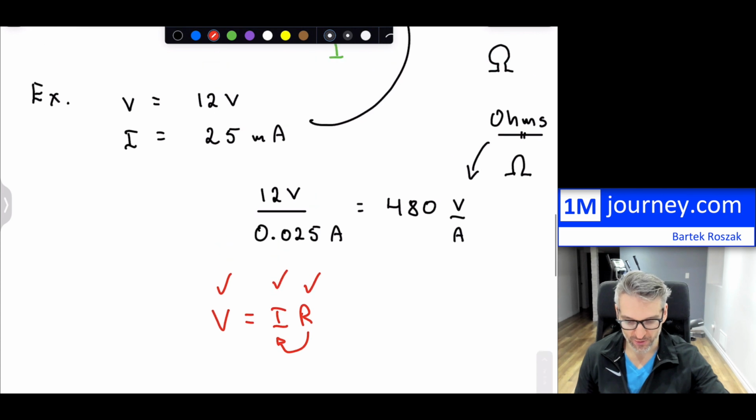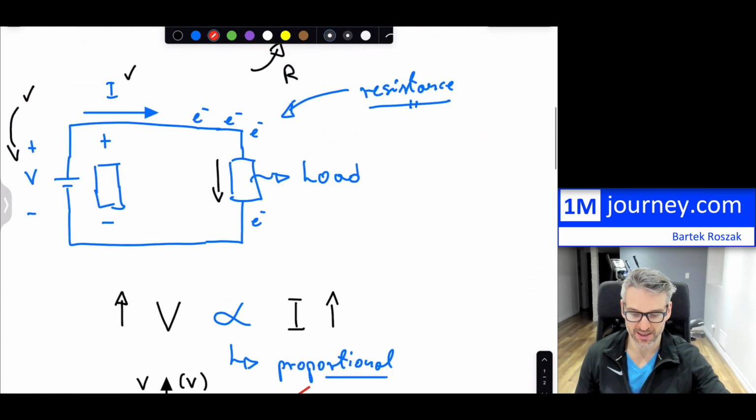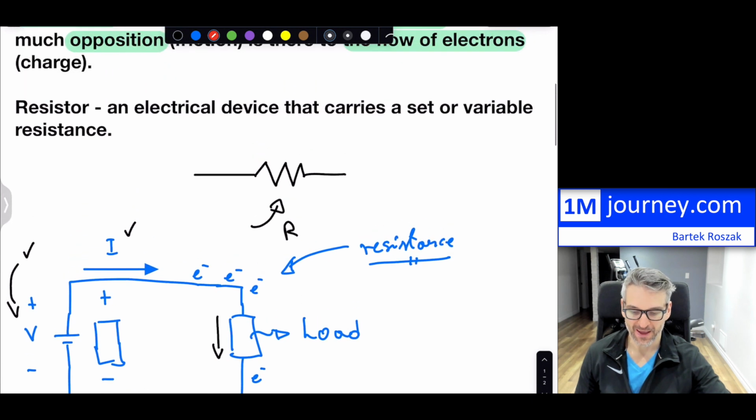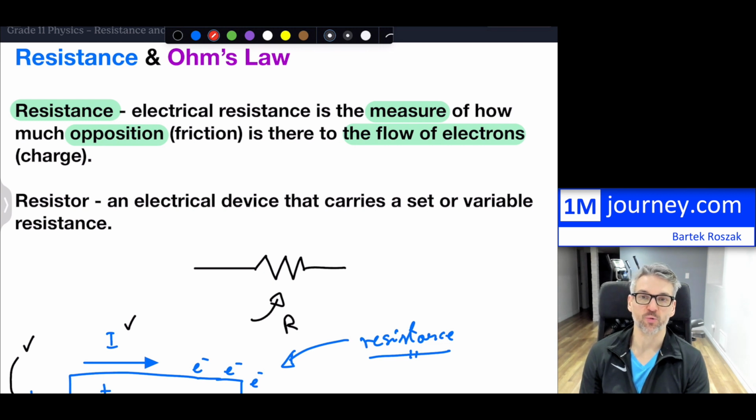I hope that you found this useful. I'm going to start getting into circuits now and figuring out how to actually work them out: find out voltages, find out currents, and work with various resistances, both in series and in parallel, so that you can understand these concepts.